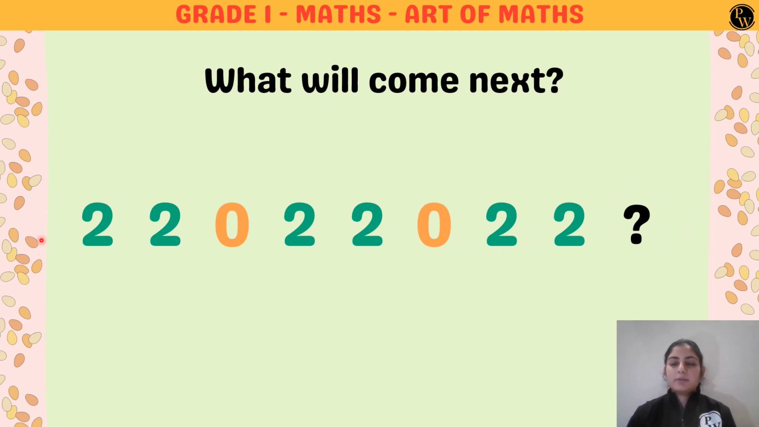Look for the pattern that is being formed here first. The 2 is being repeated and then we have a 0. We have two 2's, then 0. Two 2's, then what will come? A 0, right? Yes. So to complete this pattern, we will need a 0 here.